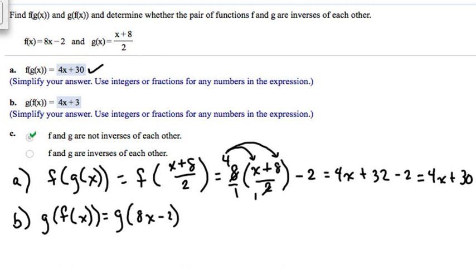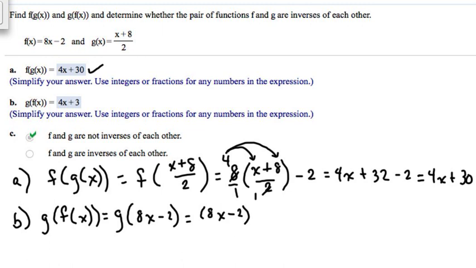So wherever we see an x in g of x, we're going to replace that with 8x minus 2. Now, if we plug something into g of x, what we do is we add 8 to it, and then we divide the whole top by 2. So that's exactly what I'm going to do, and I'm going to use parentheses once again. So let's put a parentheses here. Instead of x, I'm going to write 8x minus 2, close the parentheses.